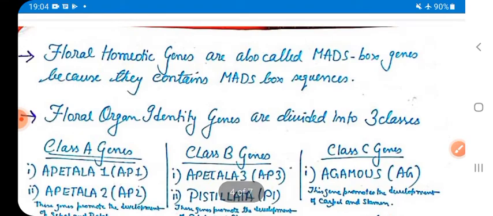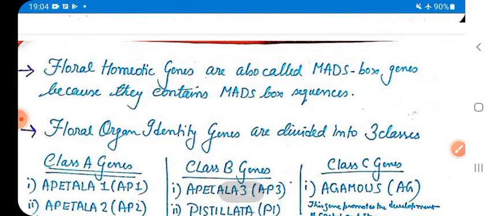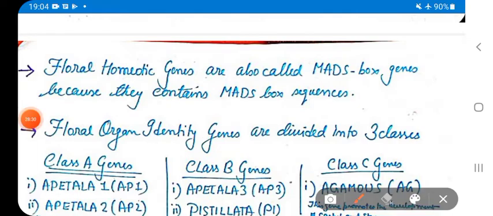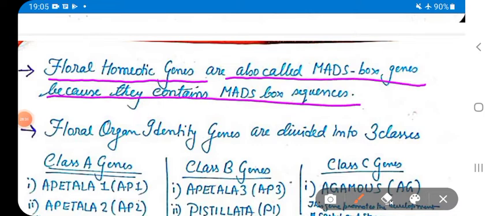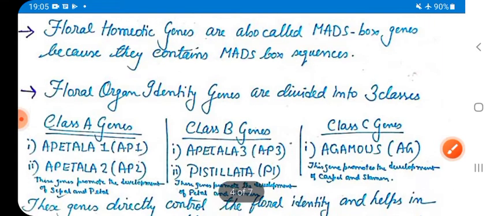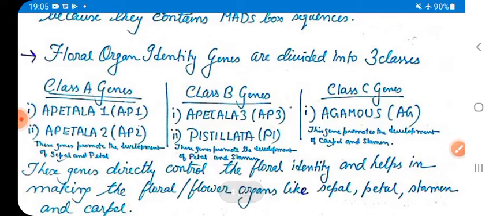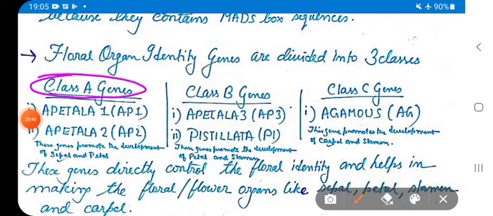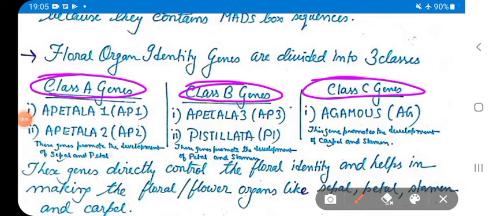So I have discussed the MADS-box. Now let us discuss the floral homeotic genes or the floral organ identity genes. It has been mentioned here that floral homeotic genes are also called MADS-box genes because they have the MADS-box sequence. Floral organ identity genes are classified into three classes, as I discussed in the previous lecture: class A genes, class B genes, and class C genes.